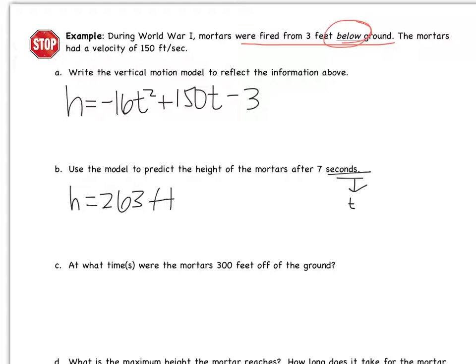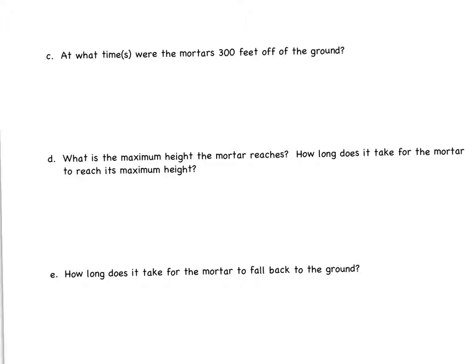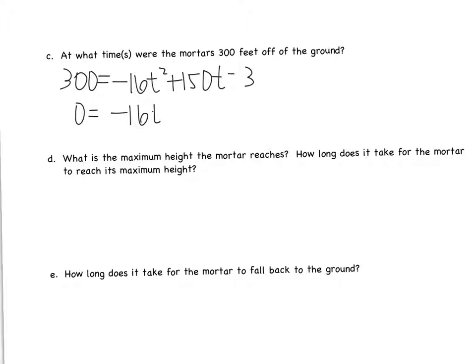So then part C, at what times were the mortars 300 feet off the ground? So for this question, the height is going to be 300. So you get 300 equals negative 16t squared plus 150t minus 3. So if you move the 300 over, I get 0 equals negative 16t squared plus 150t minus 303. And at this point, you're going to have to do the quadratic formula.